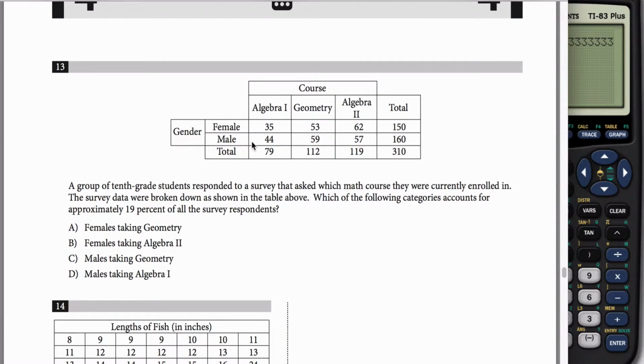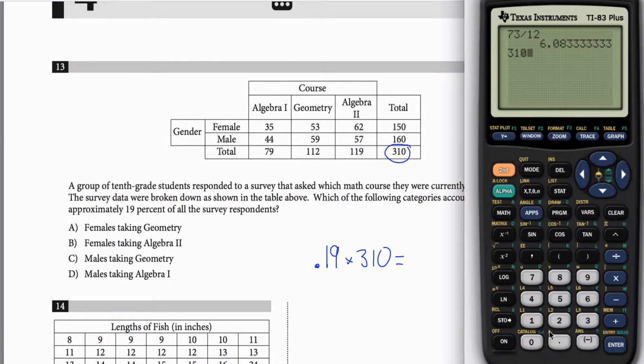Note that I have students here. There's 310 total. Those students could have been taking Algebra 1, Geometry, Algebra 2, and they could be male or female, so they could fit into any of these spots here. I want approximately 19% of everybody. If I take 19%, in other words 0.19, and multiply it by 310, I can figure out how many students account for 19% of the total, and that gives me 58.9.